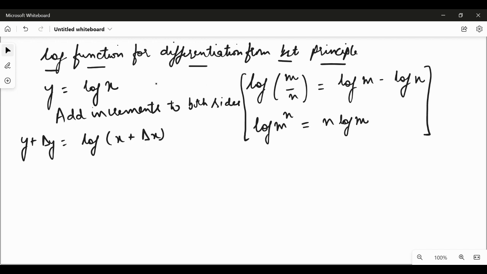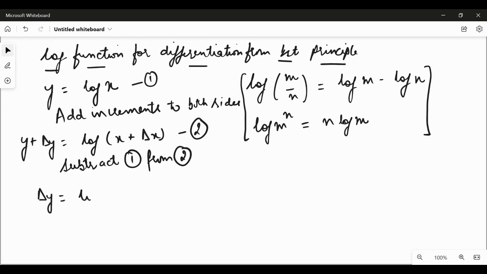Now I will mark these as equation 1 and equation 2. My next step is that we have to subtract the first equation from the second equation. Now what will I get? I will get delta y is equal to log of x plus delta x minus log of x, right?